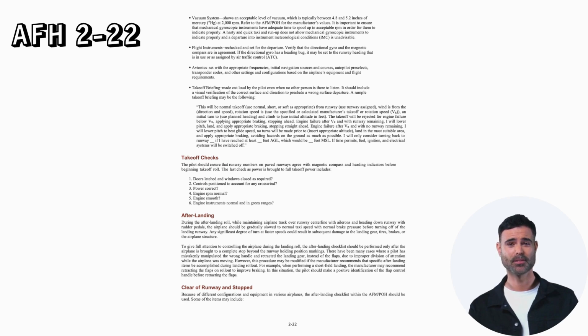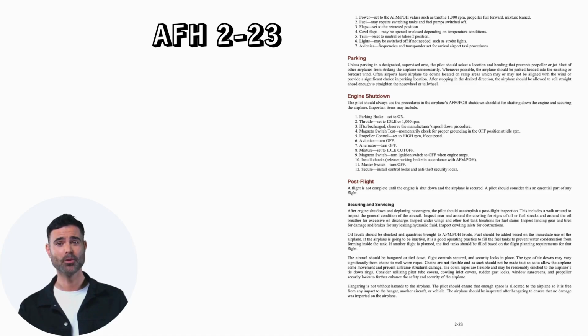Clear of runway and stopped. Because of different configurations and equipment in various airplanes, the after-landing checklist within the AFM-POH should be used. Some of the items may include: 1. Power set to the AFM-POH value such as throttle 1000 RPM, propeller full forward, mixture leaned.